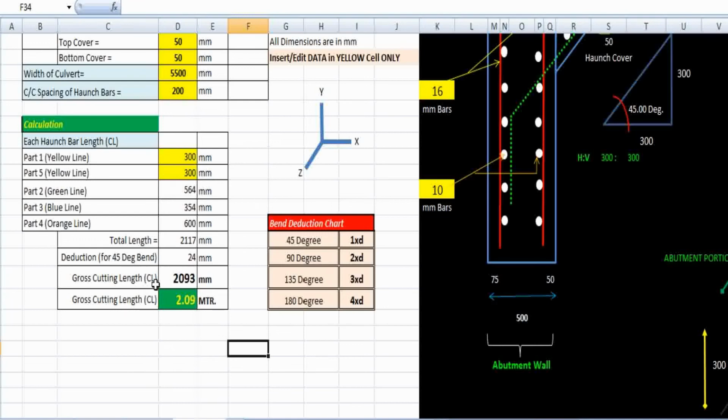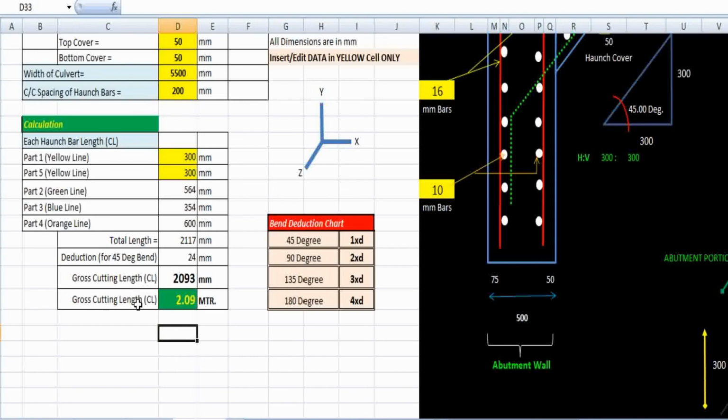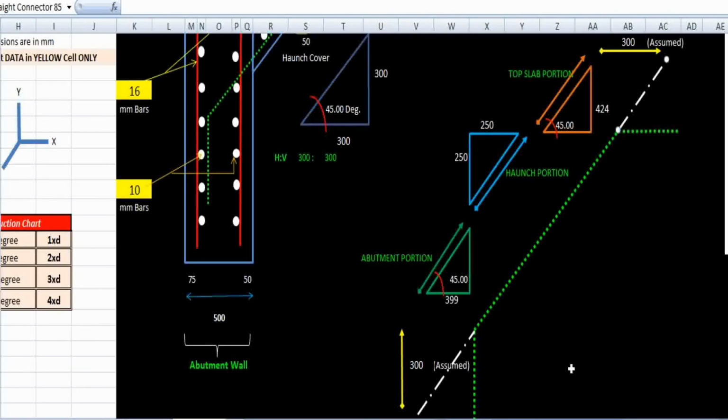So the ultimate gross cutting length we got is 2093 millimeter. That is 2093 millimeter. Okay. In terms of meter, we got it as 2.09 meter. So finally, we got the cutting length of this haunch equals 2.09 meter. So for each haunch bar, we require 2.09 meter length of 12 mm diameter bar.